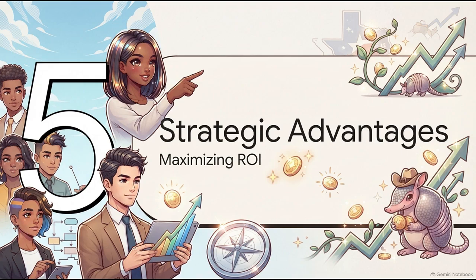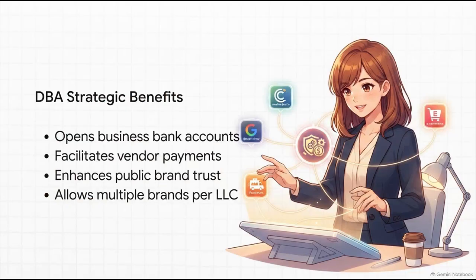Moving right along to Section 5, Benefits and Strategic Advantages, Maximizing ROI. The strategic advantages of filing an assumed name are just immense. First off, it allows you to smoothly open distinct business bank accounts for different brands. It facilitates legal vendor payments, so when clients write a check to your trade name, the bank actually clears it. It definitely enhances public brand trust by ensuring your marketing name matches your invoice name. And maybe most powerfully, it allows you to operate multiple, distinct brands all under one single LLC roof. That alone saves you the $300 formation fee and the ongoing franchise tax headaches of managing multiple separate LLCs.